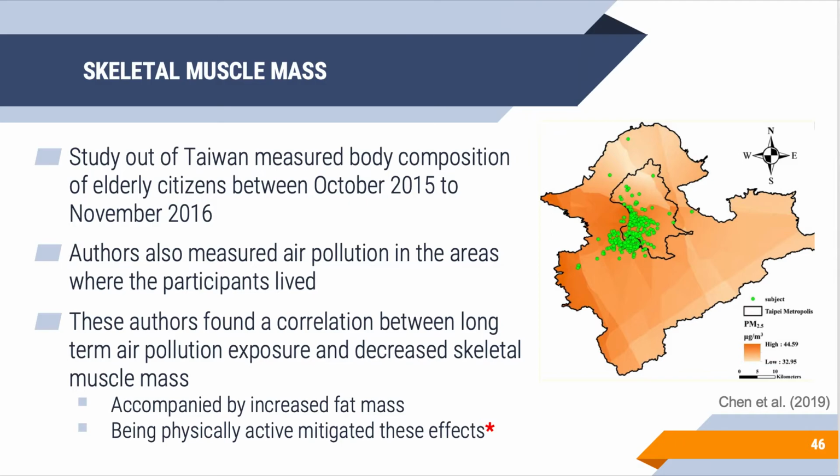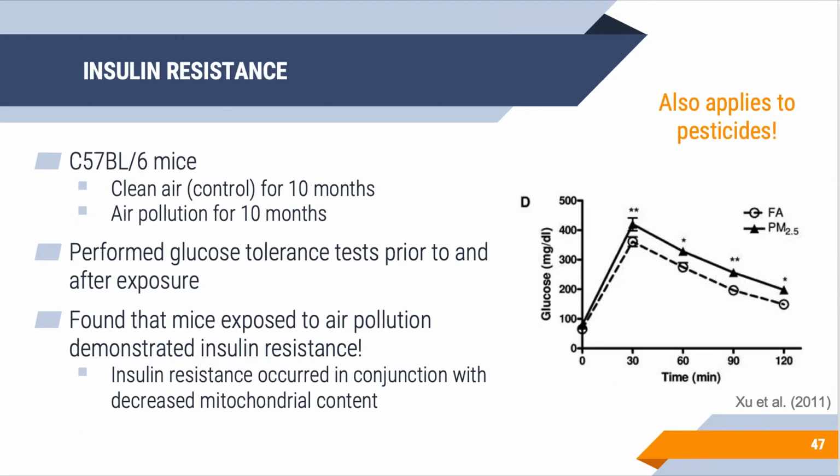However, what they did find, and a kind of silver lining to the study, was that individuals who were physically active had mitigated the response that this pollution caused. So if you were more physically active, you would have less declines in skeletal muscle mass and less increases in fat mass than those who were sedentary. So again, it's correlational, but it's a link between air pollution and reductions in skeletal muscle mass.